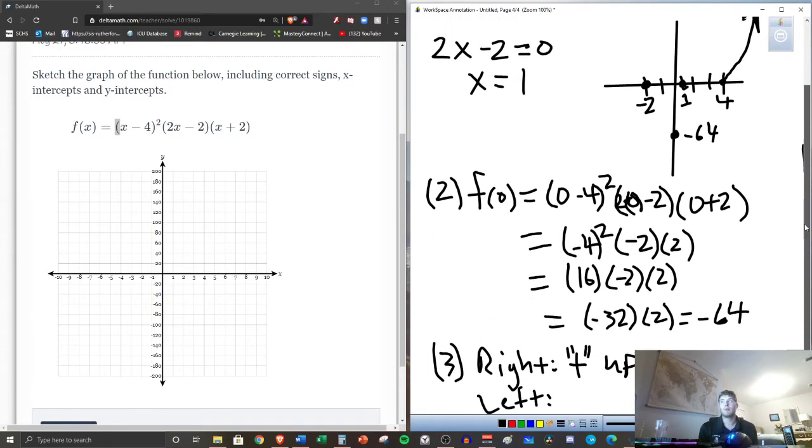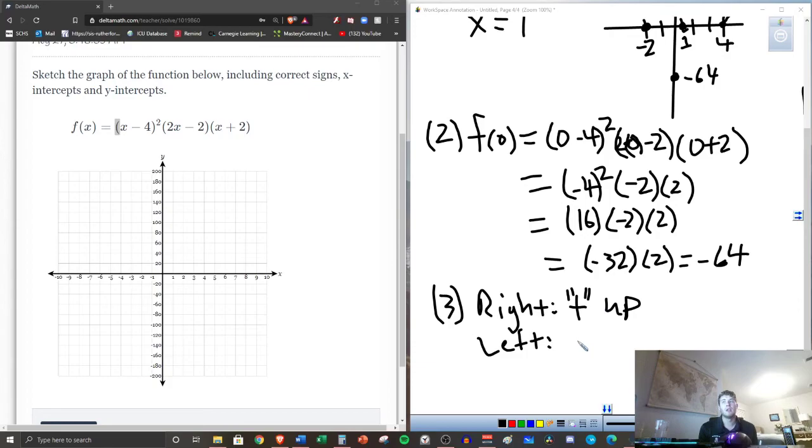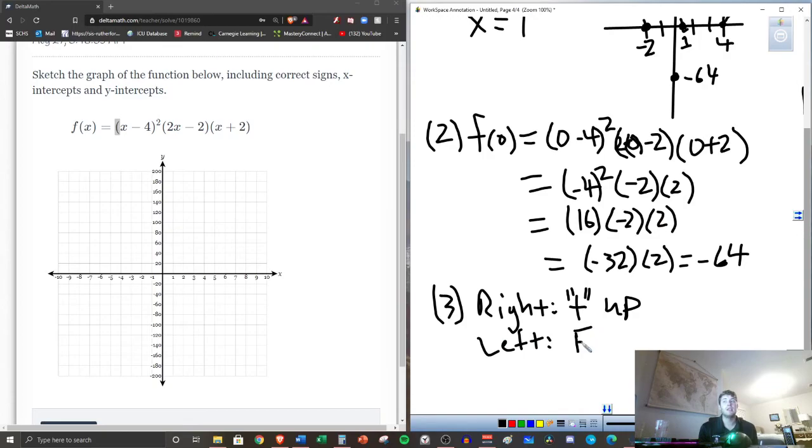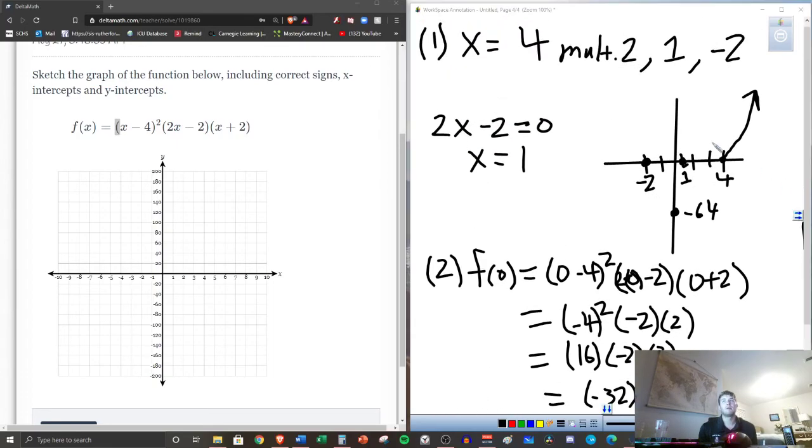What's happening on the left? Well, what's the power? What's the degree? We look at it. What is our degree? We count the x-intercepts: 1, 2, 3, 4. So 4 is the degree. So we know that that's even. We'll say the left equals the right. That means it's the same. Even means the same. So we go over here, we know it's going up.